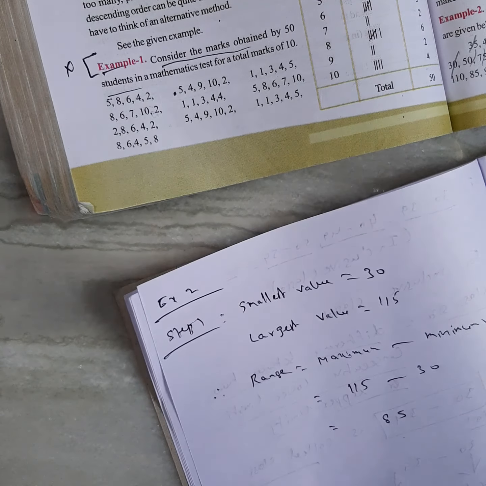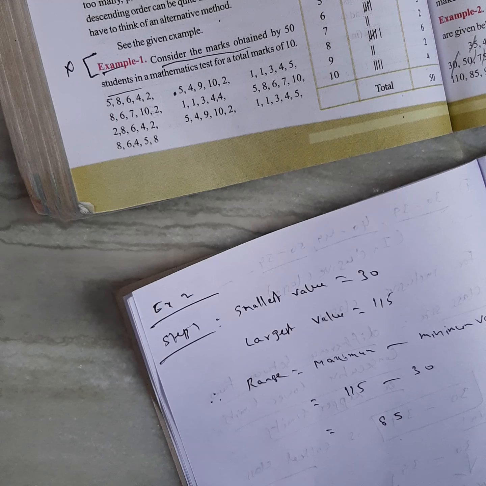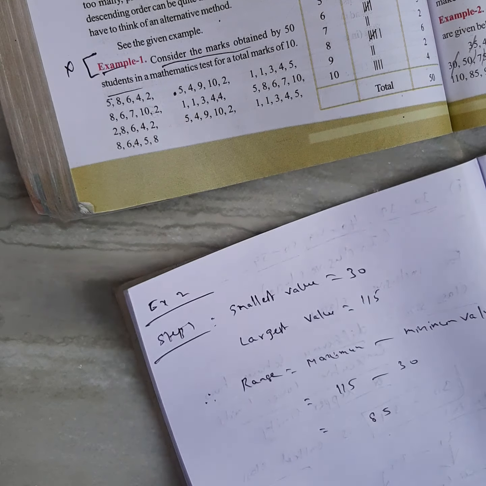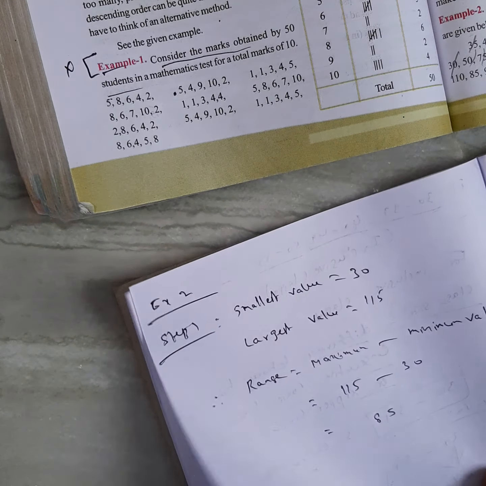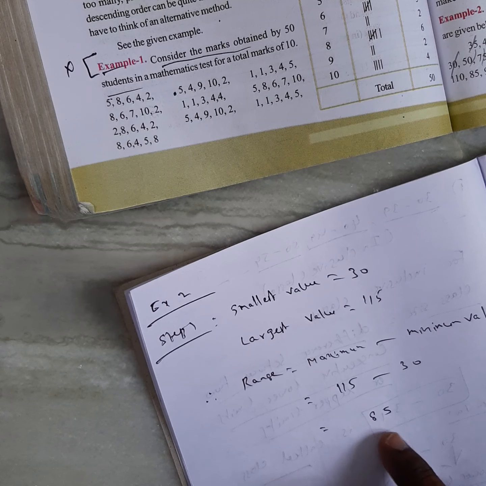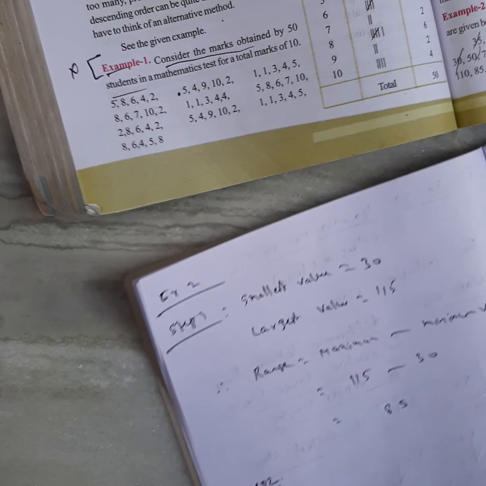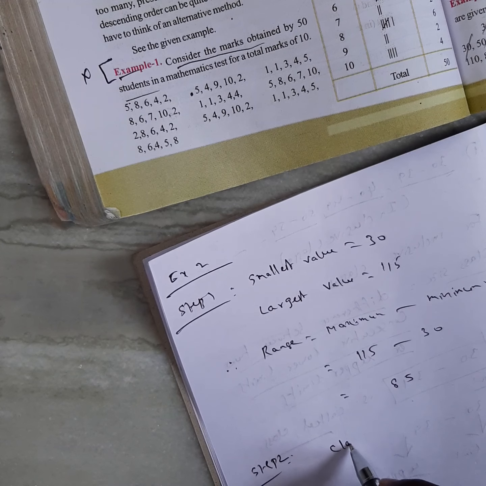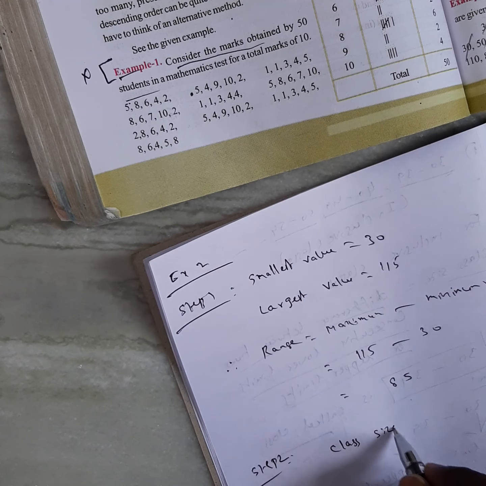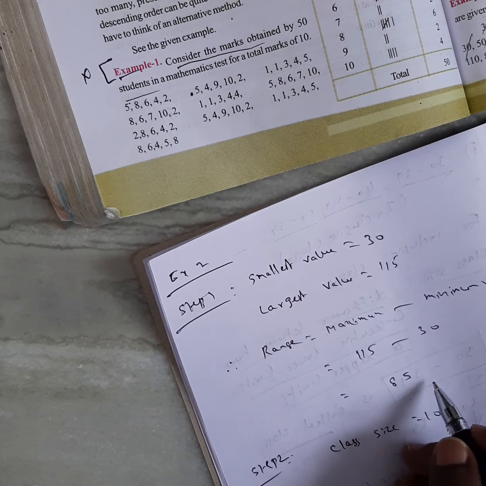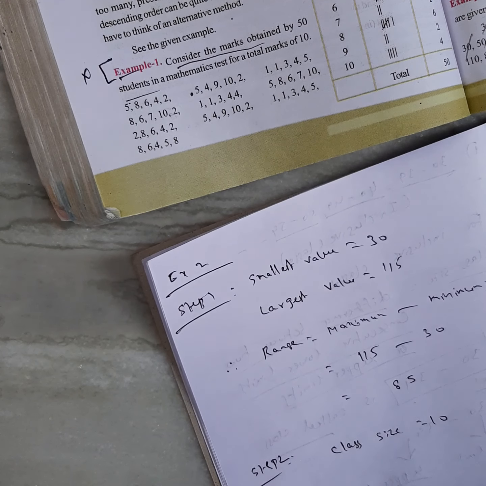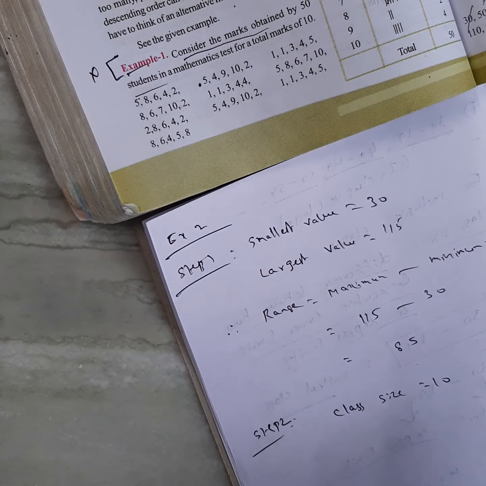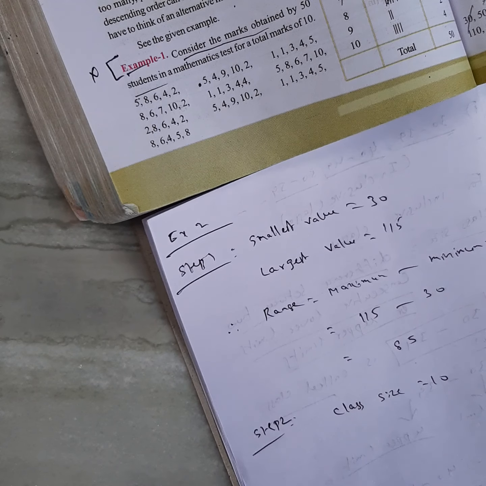Step 2, decide the class size. Generally, if the range is 85, it is better to take class size 10. If it is more than 50, take class size as 10, no problem. So class size is equal to 10.